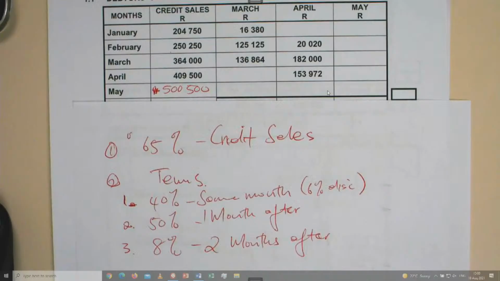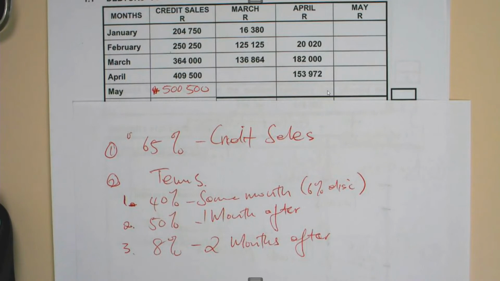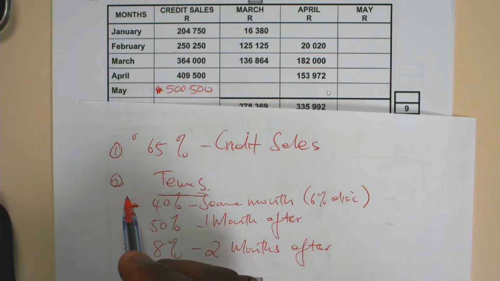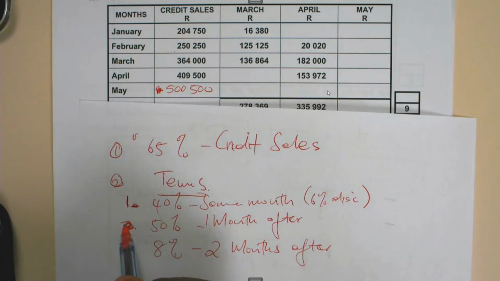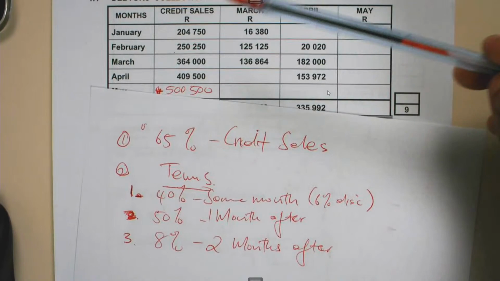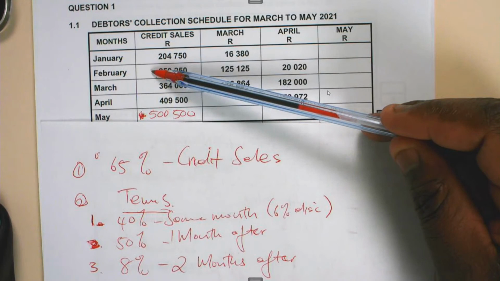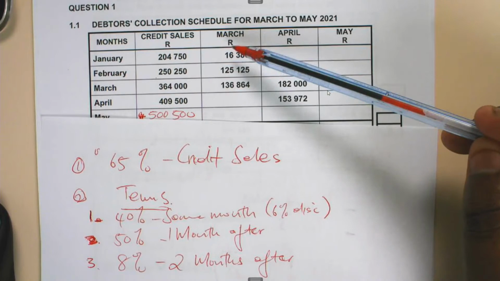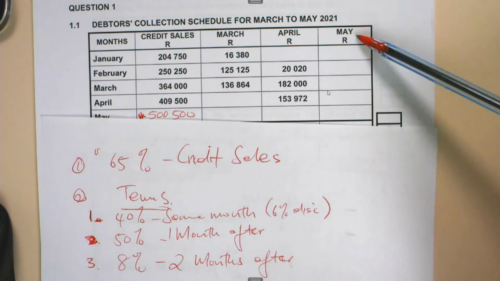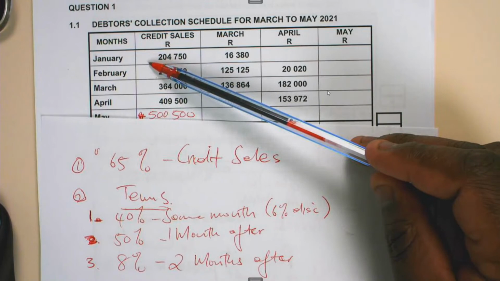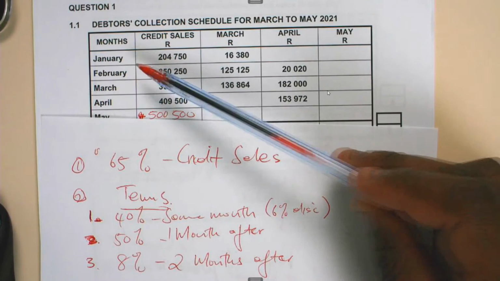Then we can start to collect. Now, when we collect, we go through each month. We go through our terms. Now, let us check. For May, the first month is January. Remember we said we are collecting from March, April, and May. But look at the terms. We collect for March. Do you get it? 40% is expected in the same month. Same month is January. We don't have January here, right?